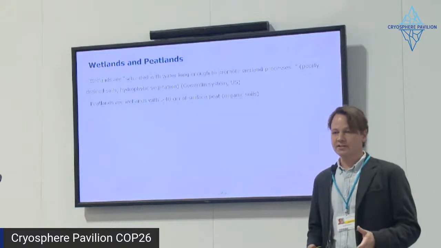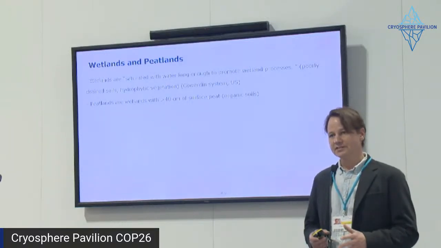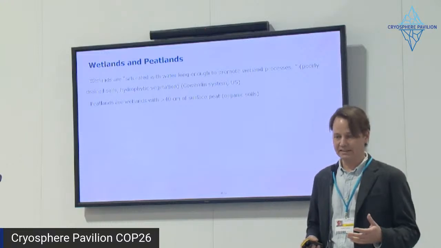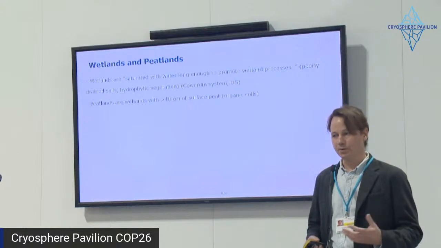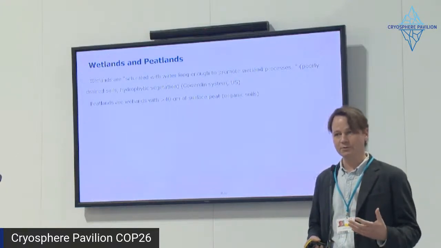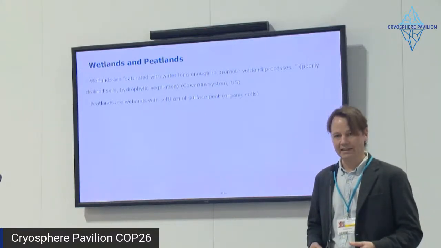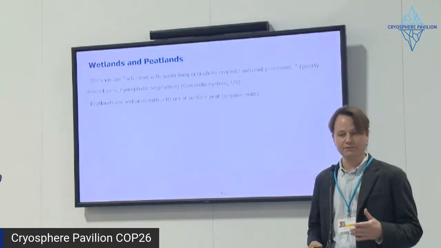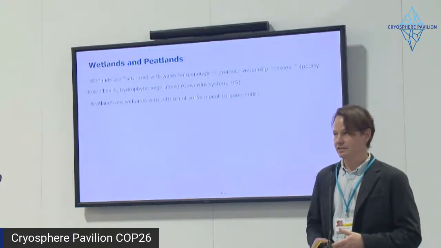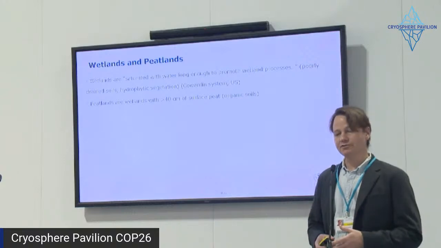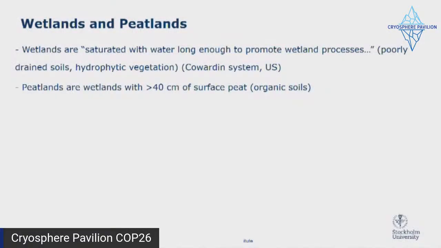So I actually want to start with a slide where we go through the definitions of wetlands and peatlands. Definitions can seem boring, but they're actually super important, especially when you try to make maps of something. In my scientific work, I do a lot of map making. If I don't have a very precise definition of what I'm mapping, things will become mixed up a little bit, and different sources might have different definitions. So there are a lot of different definitions of both wetlands and peatlands. Here I've chosen two quite common ones that also correlate to what I have been working with in the papers that we will be presenting later.